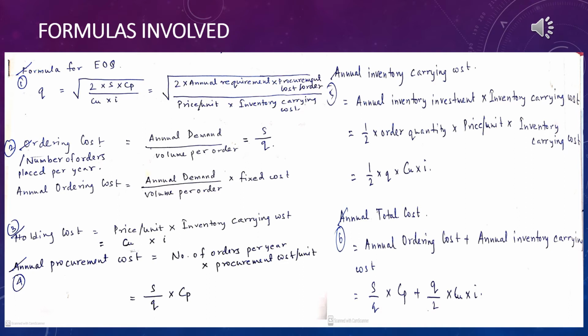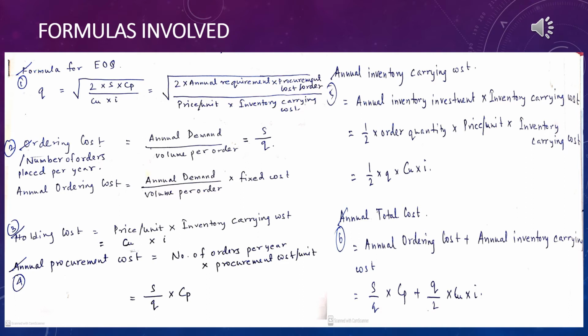Coming back to the calculation here, the first part will be very easy to calculate. As we have calculated in the previous thing itself, the formula for EOQ is the root over of 2 into S into CP divided by CU into I. Now we can easily say that 500 units into 12 should get us the annual consumption. 36 is the procurement cost, and most importantly here, CU into I can also be turned into the cost of holding.